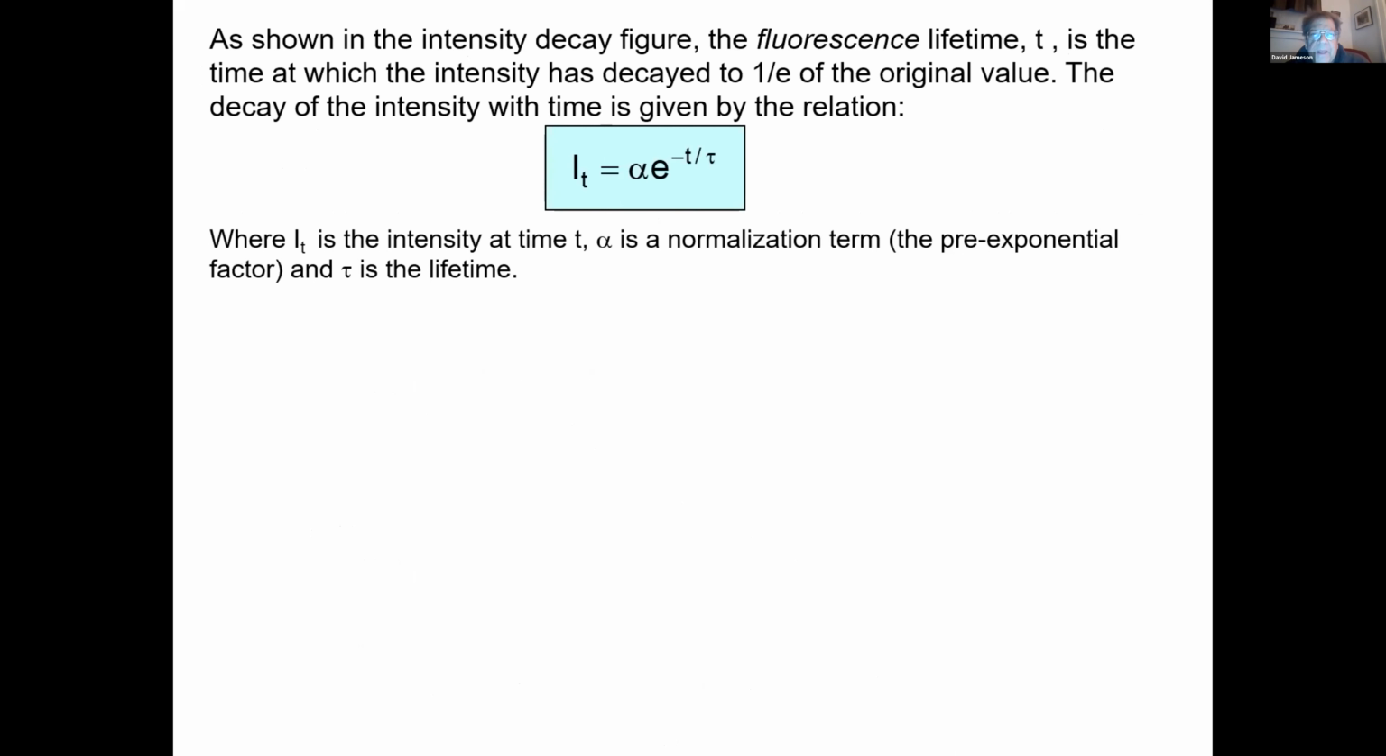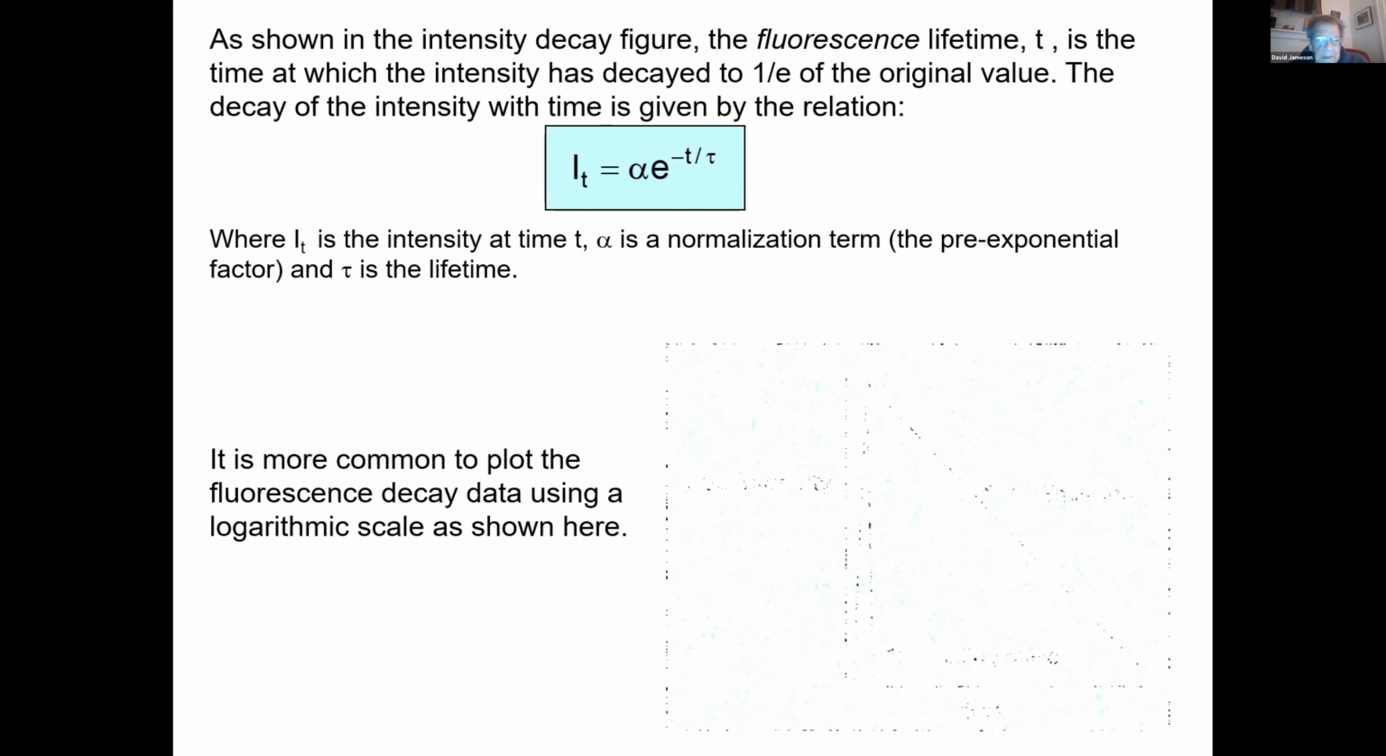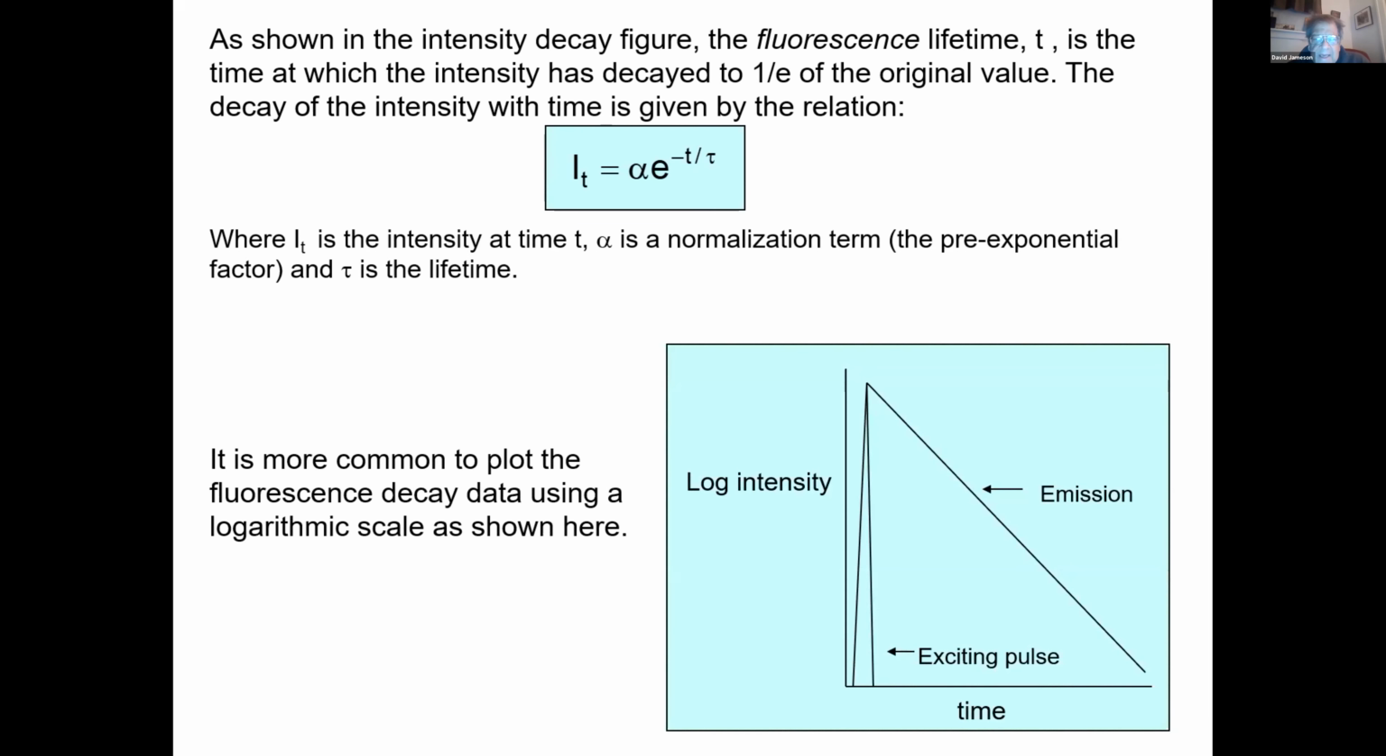So as shown in that intensity decay figure, we already said it's the time the intensity decays to 1/e. So the decay of the intensity with time is given by this equation where I of t, intensity at any time, is equal to a pre-exponential factor alpha times e to the minus t over tau, where tau is the lifetime. So it's more common to plot the decay with the logarithmic scale, as we see here. And here on a logarithmic scale, a single exponential will be a straight line.